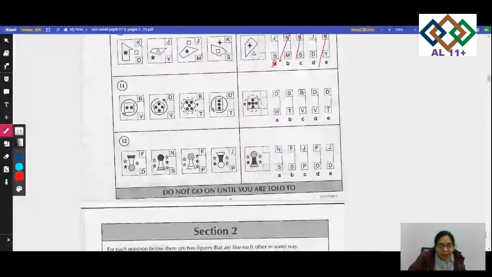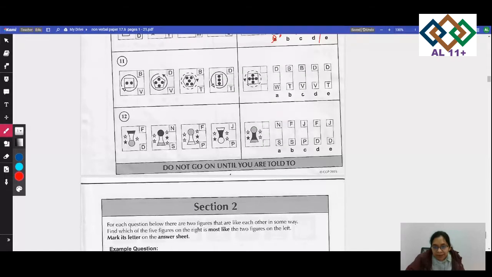Number 11 now. In number 11, what are they asking you? We need to look between B and D. This shape has a circle type of thing, and we are looking at the circle and the arrow. What's the arrow? The arrow is pointing clockwise. Can you see the arrow? In this one and this one, the arrow is pointing clockwise. And in B, what is happening?